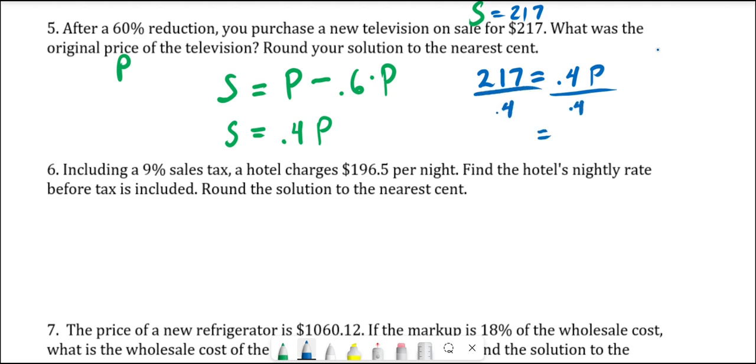And again, this isn't too hard to actually do the division. What is 217 divided by 0.4? Just move this decimal over 1 and divide. Goes into 21 5 times. 17 goes in 4 times. 10 goes in twice and goes into 25 times. So we have 542.5.